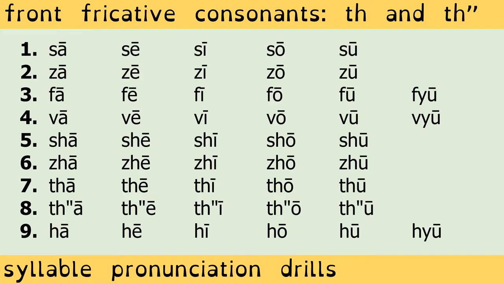One, say, see, sigh, so, sue. Two, zay, zee, zai, zo, zoo. Three, fay, fee, fi, fo, fu, few. Four, vay, vee, vi, vo, vu, view. Five, shay, she, shy, show, shoe. Six, jay, ji, jai, jo, ju.